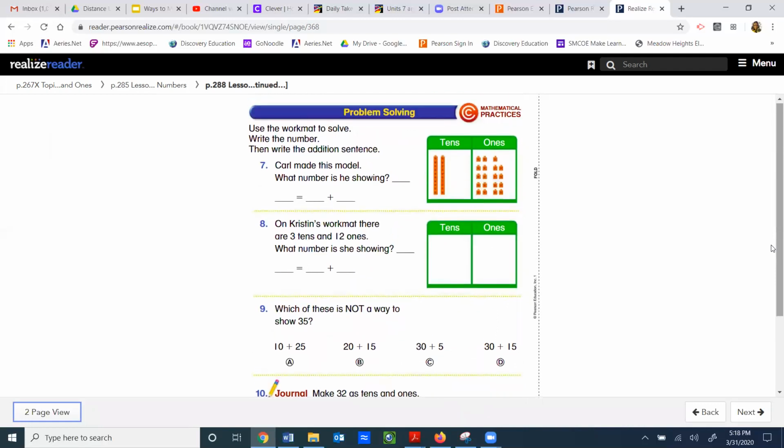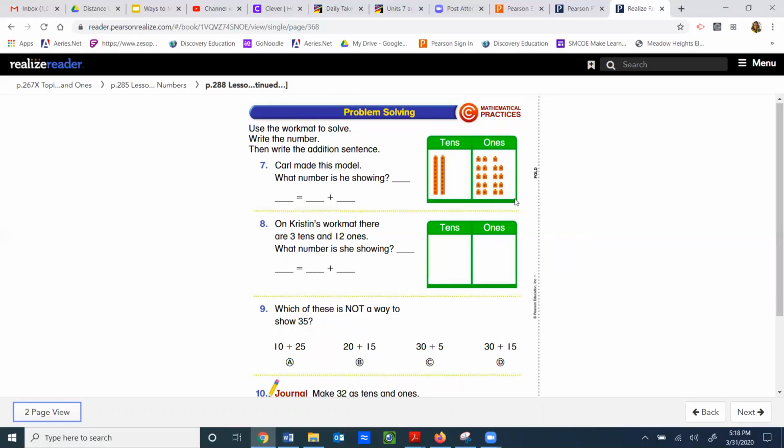Let's read the directions, and I'll read number 7, 8, and 9 to you. Number 7 says use the work mat to solve, write the number, then write the addition sentence. The work mat is just referring to this illustration right here. Okay, that's all that is. It's the same thing down here. We're calling these the work mats. So there's nothing additional that you need for these problems.